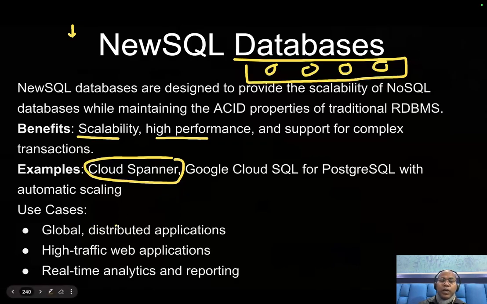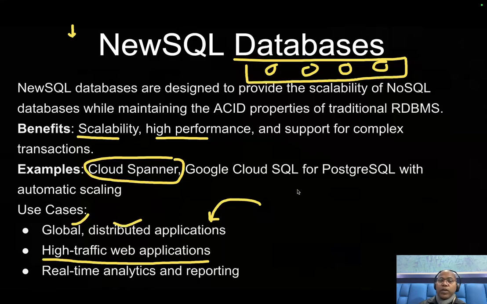So if you want to build any global or distributed application and you want to maintain transactions and the ACID property, let's choose Cloud Spanner. Even if you are building very high traffic web applications, that's a global application where Cloud Spanner is very suited. And if you want to build real-time analytics applications where you want your application highly scalable and supporting query and reporting tools, in those scenarios nowadays NewSQL databases are also most popular.